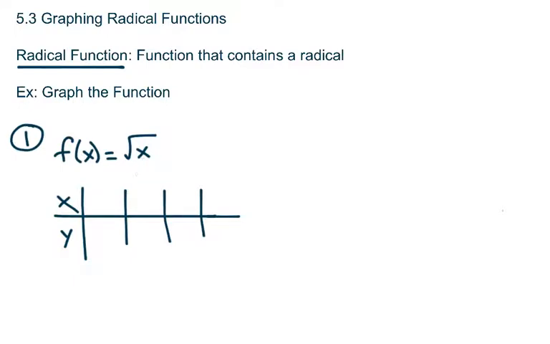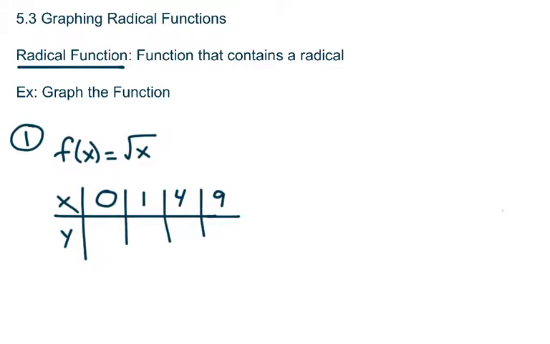The smallest number you can put under the square root is 0. You can't find a real answer when you put a negative under there. So the smallest x value you can use is 0. The next largest perfect square would be 1. The next one after that is 4, and the next one after that is 9.